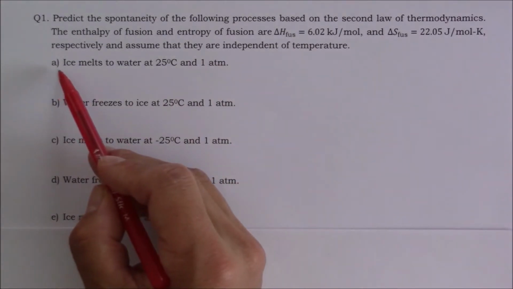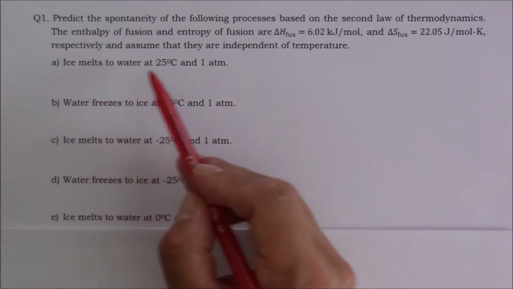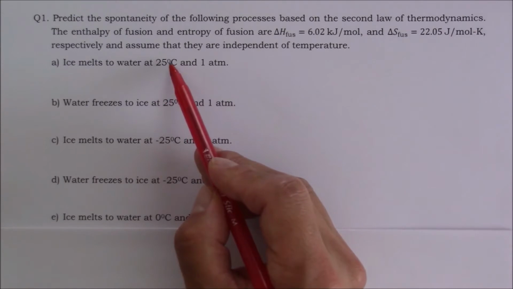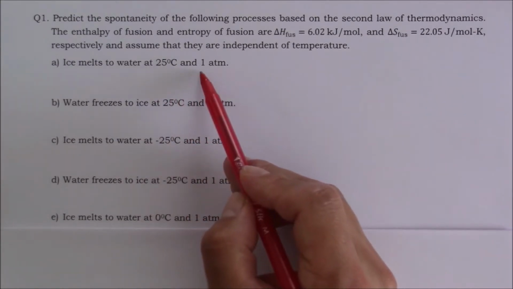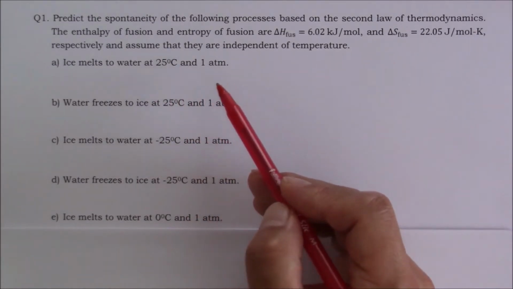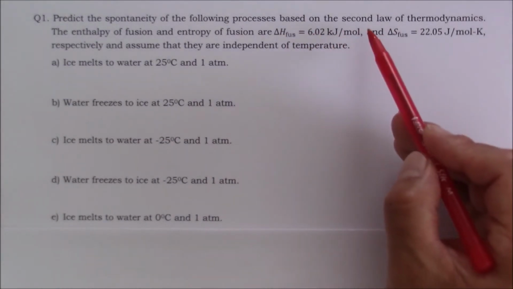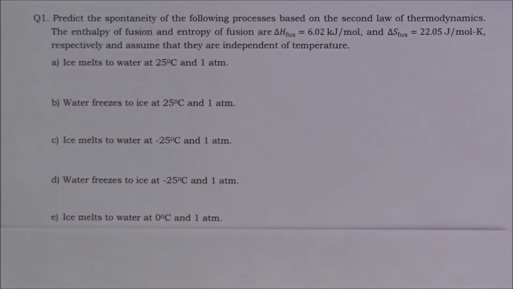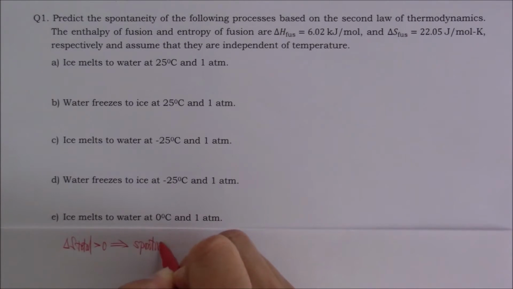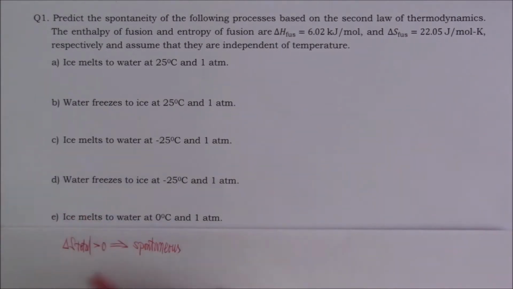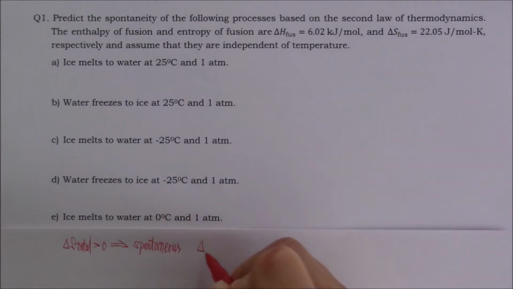A. Ice melts to water at 25 degrees Celsius and 1 atmospheric pressure. From the second law of thermodynamics, if delta S total is positive, the process is spontaneous. Let me put it down. To get delta S total, we have to know delta S system and delta S surroundings.